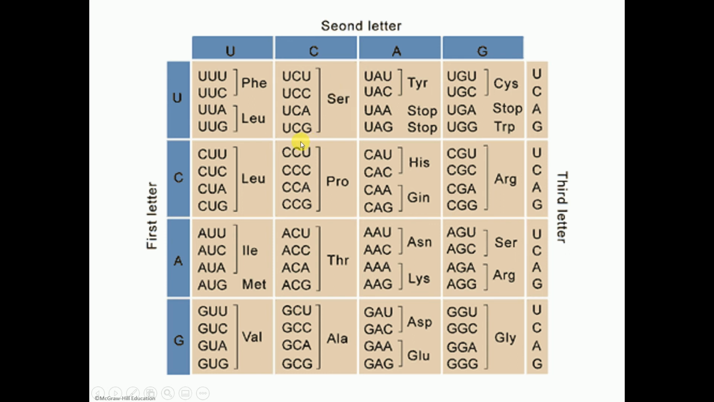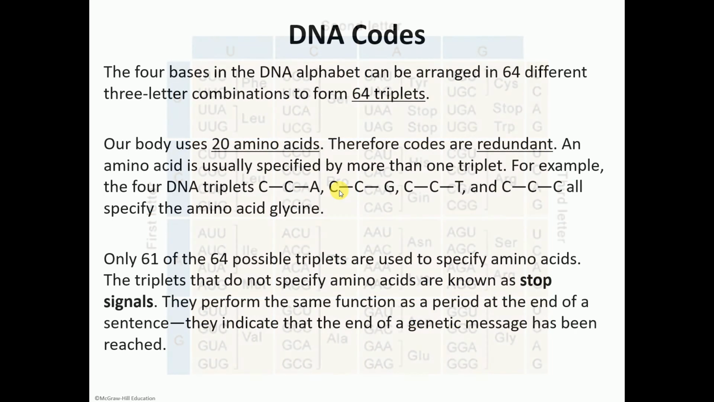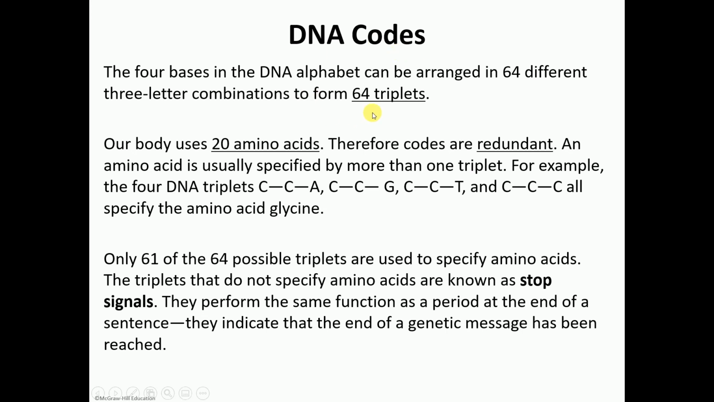Same thing over here. Okay, so the fact that more than one code stands for the same amino acid is known as redundancy. So a lot of these codes are redundant, again, having more than one triplet standing for the same amino acid. Okay, and that comes from the fact that we have 64 possibilities of triplets, while the body only uses 20. And therefore, a lot of these codes can code for the exact same amino acid.